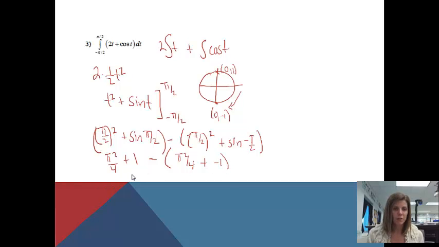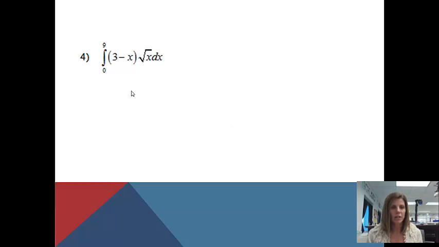So if I simplify here, I'm going to get pi squared over 4 plus 1, distribute that negative, I'm going to get minus pi squared over 4 plus 1. The pi squared over 4's cancel out, 1 plus 1 is 2. All right, let's try to tackle another one here.